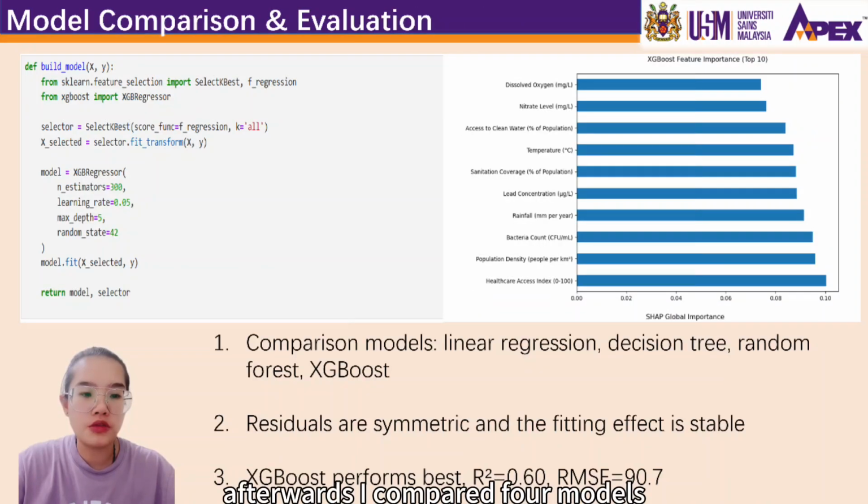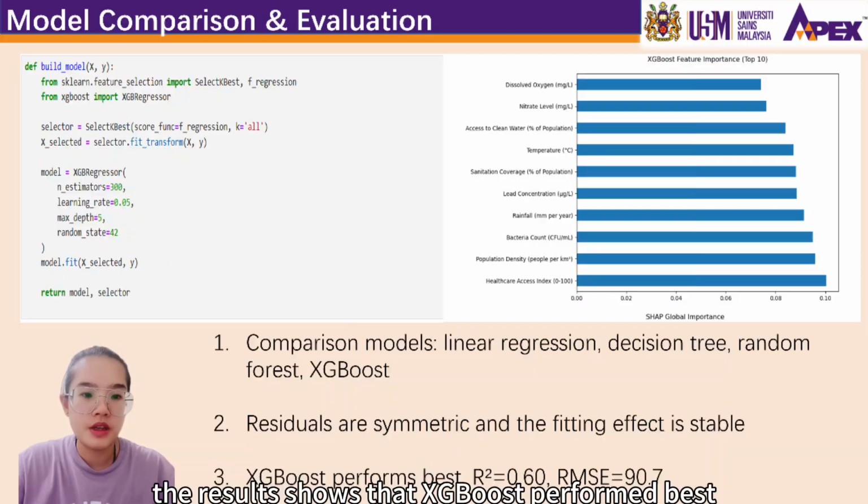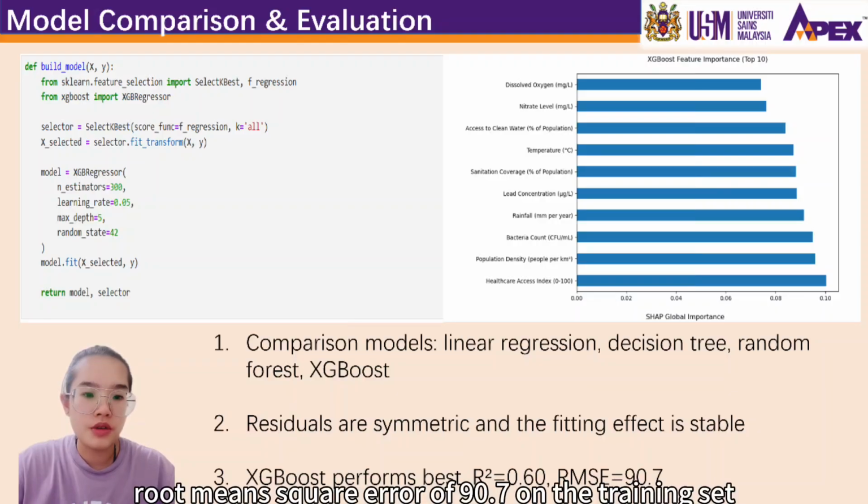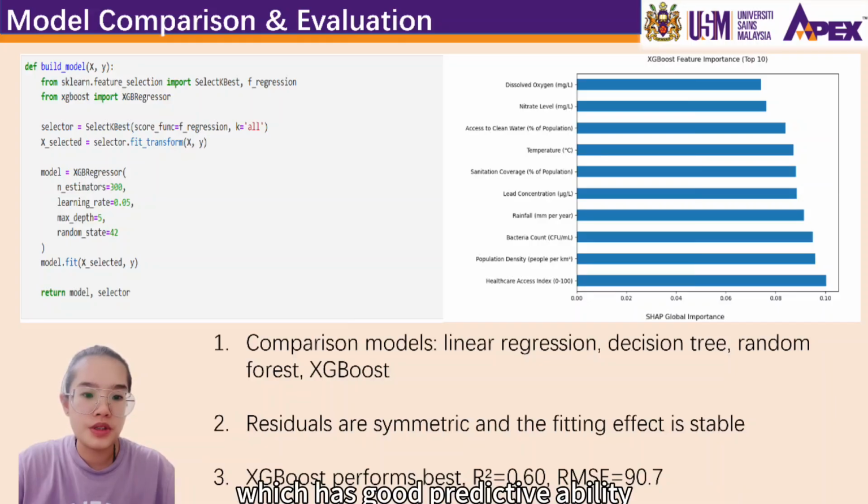Afterwards, I compared 4 models: linear regression, decision trees, random forest, and XGBoost. The results show that XGBoost performed best, with a coefficient of determination of 0.60 and a root mean square error of 90.7 on the training set, which has good predictive ability. So we used the XGBoost model to draw a bar chart of the top 10 most representative feature importances.